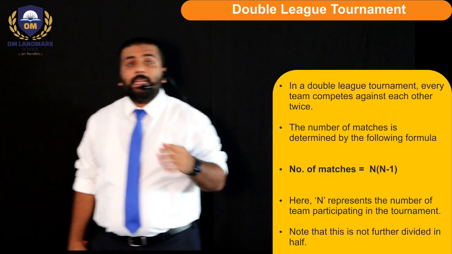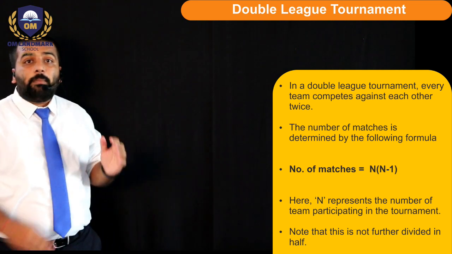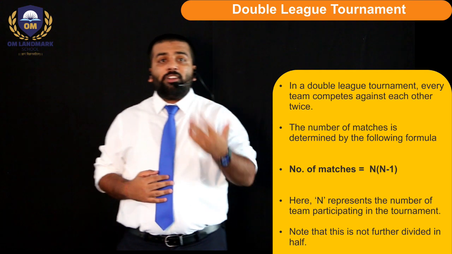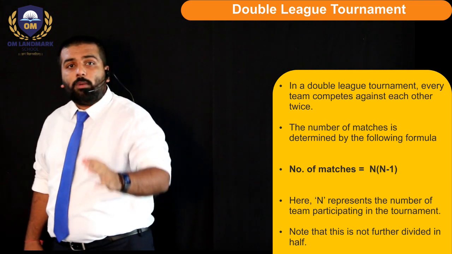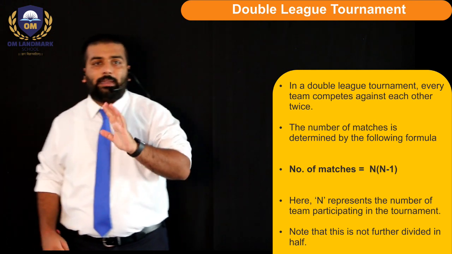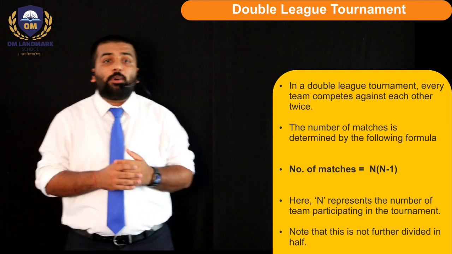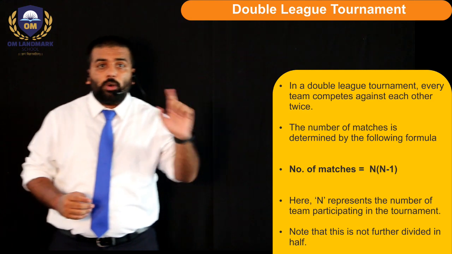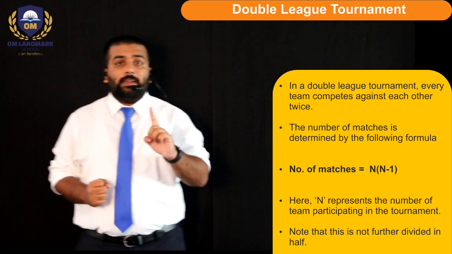Double league tournament. In a double league tournament, every team competes against each other twice. The number of matches is determined by the following formula. Number of matches is equal to n into n minus 1. Here n is the total number of participating teams. Note that this is not further divided in half.